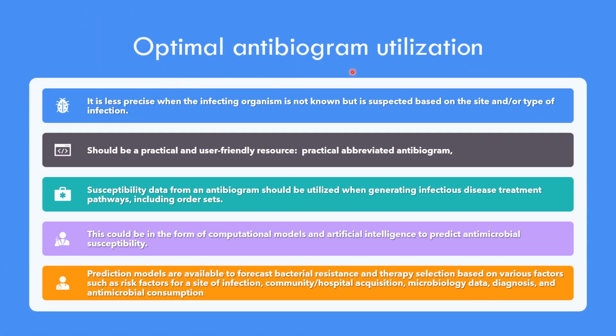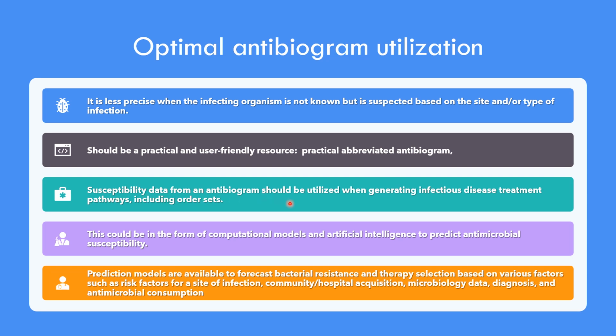For optimal antibiogram utilization, it is less precise when the infective organism is not known. So if the organism is not known, it will not give you a good antibiogram. It is very important that you have the organisms identified for the patients, also based on the site and or the type of infection. It should be practical and user-friendly. For example, an abbreviated antibiogram will be easier to read, and at the same time, the abbreviations should be standardized and well known among all physicians.